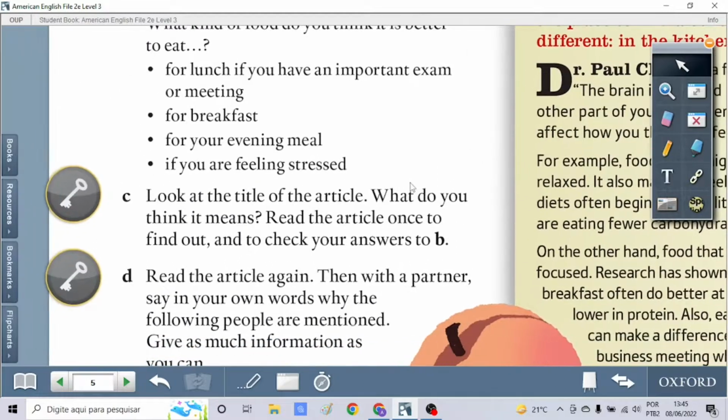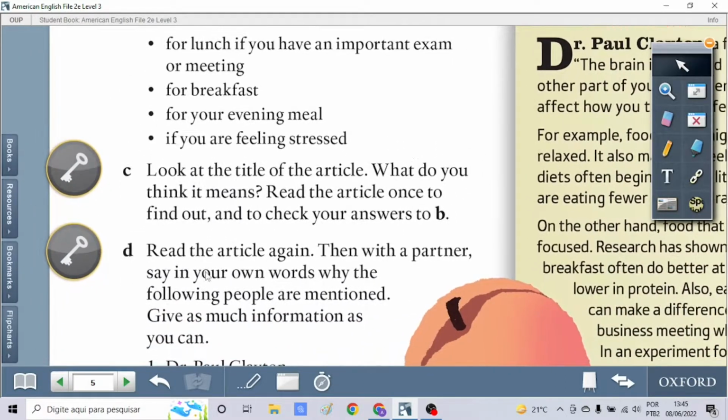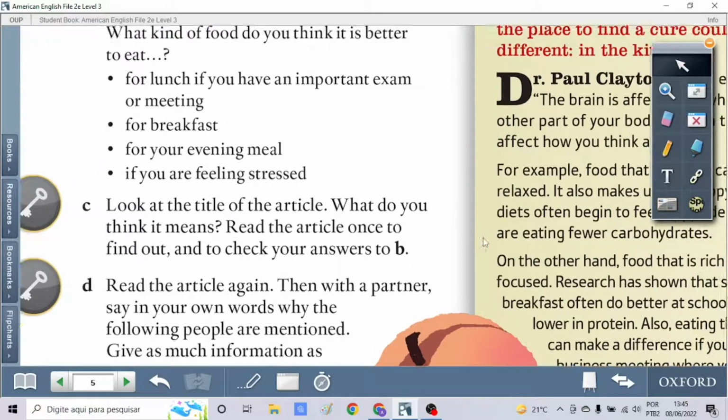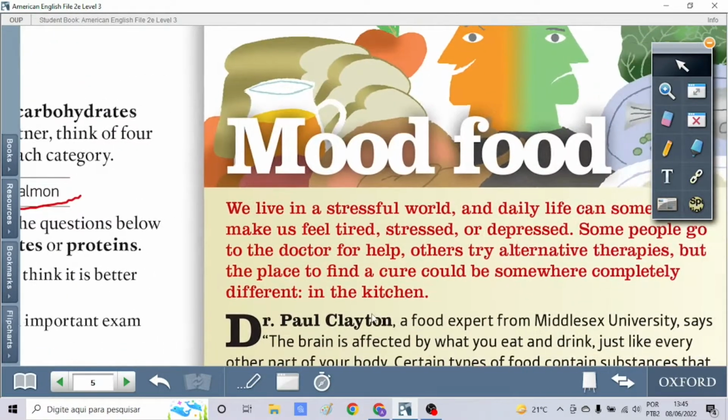Hope you got them right. Now in C, look at the title of the article. What do you think it means? Okay, now according to the text that you've just read, what do you think it means? Mood food.